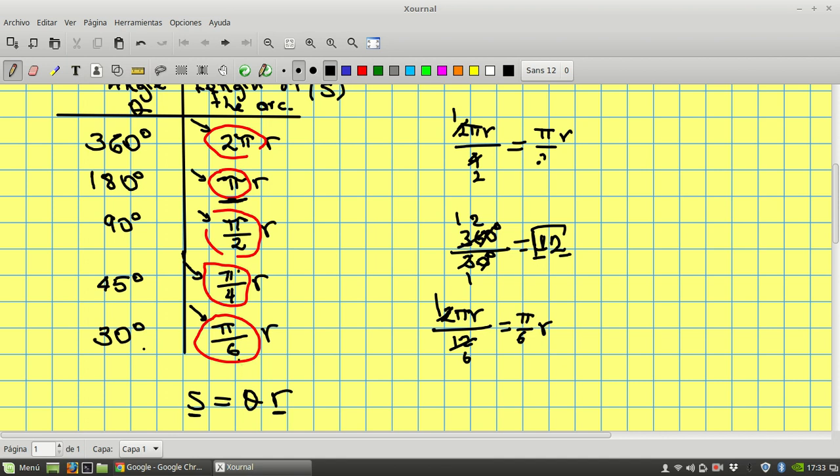So what we're expressing here, the things that I circled in red, is just the angles that we have in the left side of the table, but in radians. Okay? So this is angles in radians.